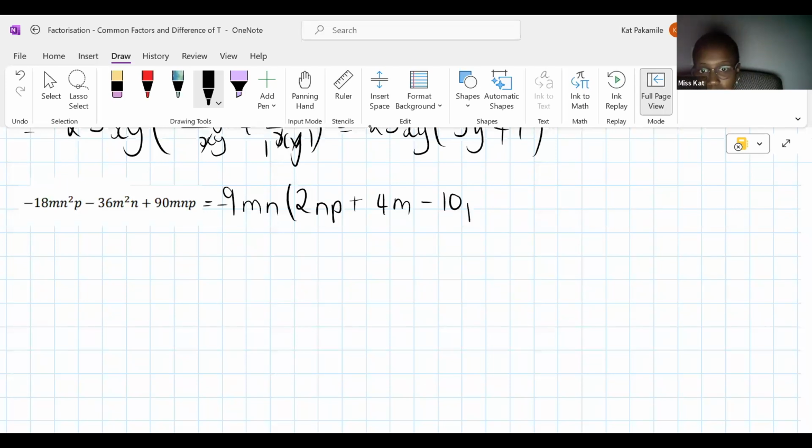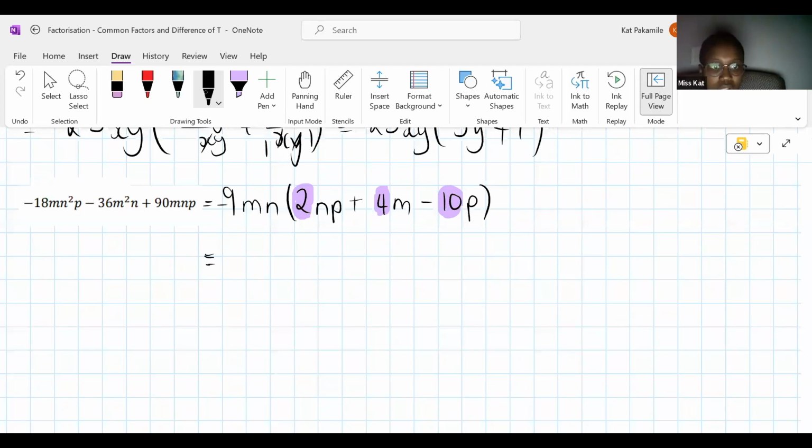Tammy, look carefully. Don't we still have a common factor in the bracket? What's going on here? Look there. Yeah, we do. So then we can factor out the common factor again. What's our common factor between 2 and 4 and 10? It's 2. So what happens to it when you factor it out? Do you know what happens?